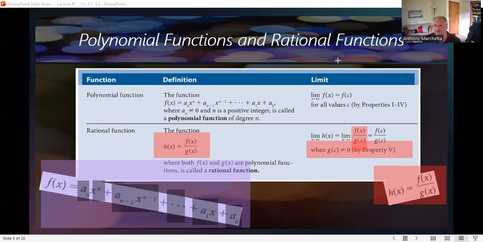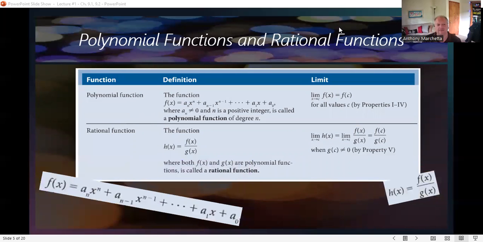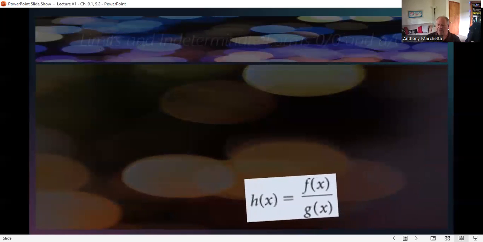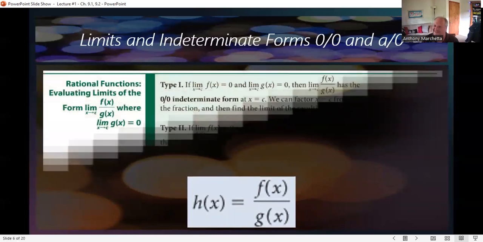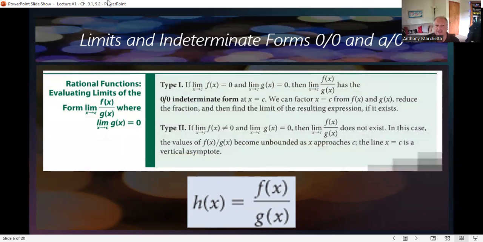All right, now let's see if we could put this into some practice and make some sense of this today. First, let's focus a little bit more on that rational function. By the way, why is it called rational? Okay, I want you to think for a minute about the word rational.